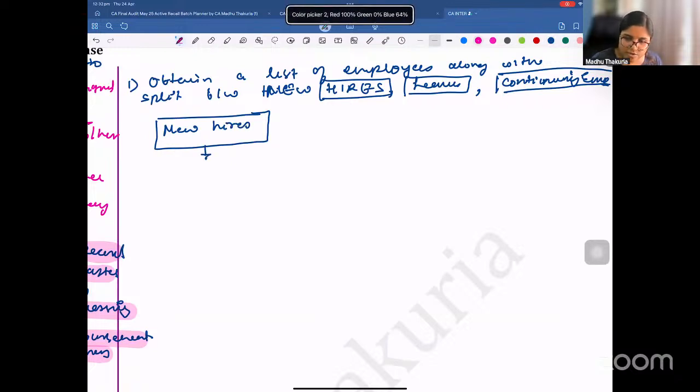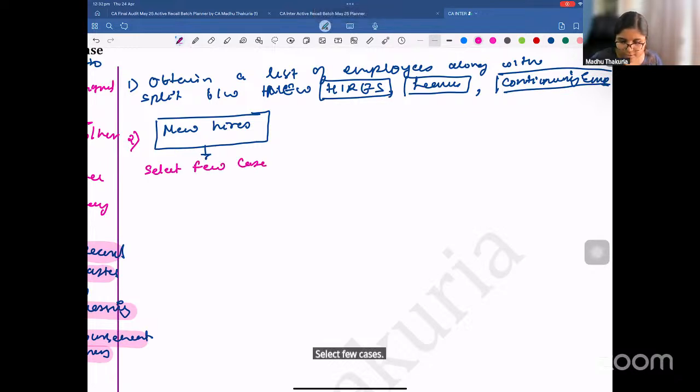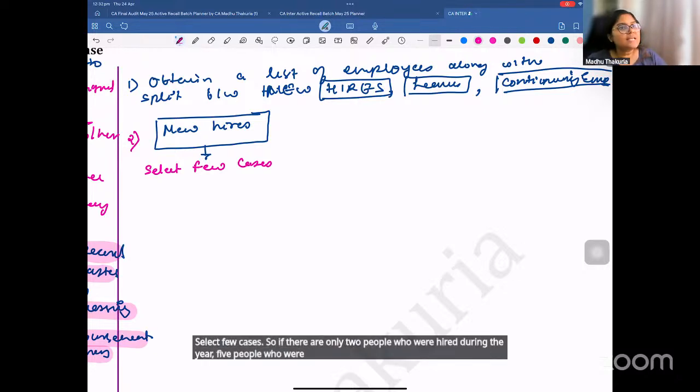Now, in case of new hires, select a few cases. So if there are only two people who were hired during the year, or 5 people who were hired during the year, then you don't select a sample out of it. Then you apply your brain: I can check the documents for all these 5 employees.